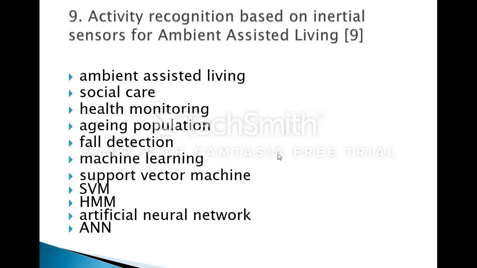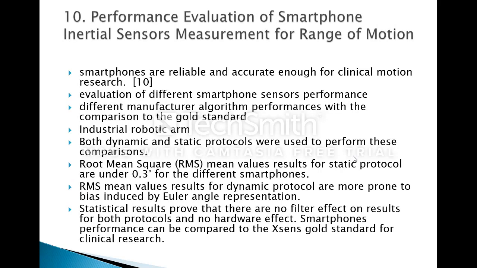Experimental results on real-life data show classification performance of over 90% for all three approaches, with SVM HMM achieving the highest detection accuracy. Here is the last paper for this survey: performance evaluation of smartphone inertial sensor measurement for range of motion. So smartphones are used as reliable and accurate tools for clinical motion research.